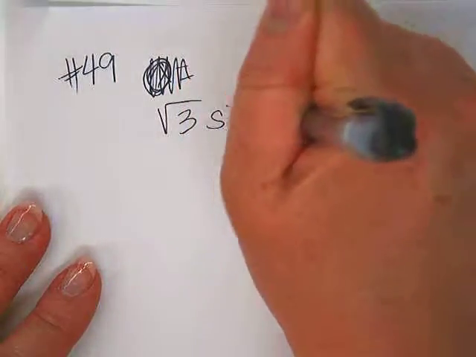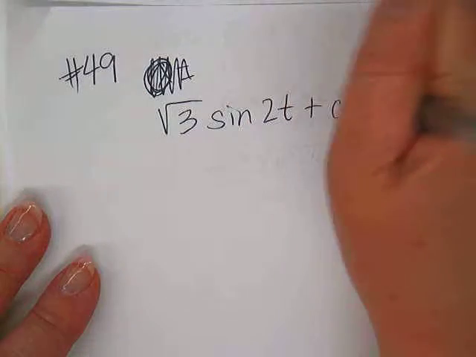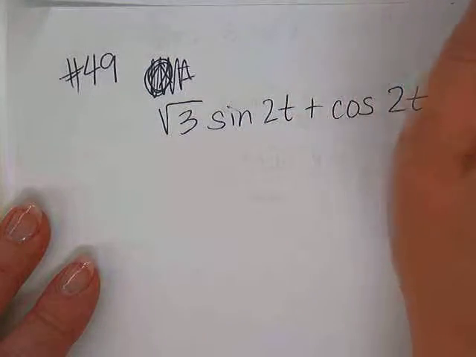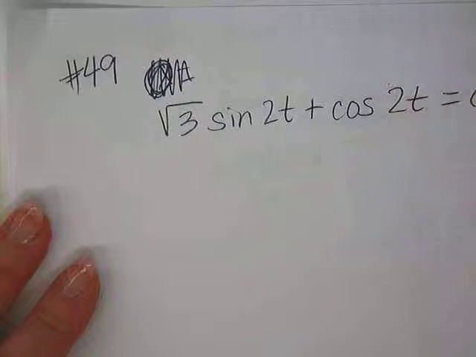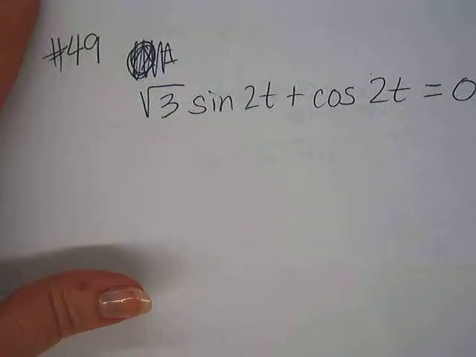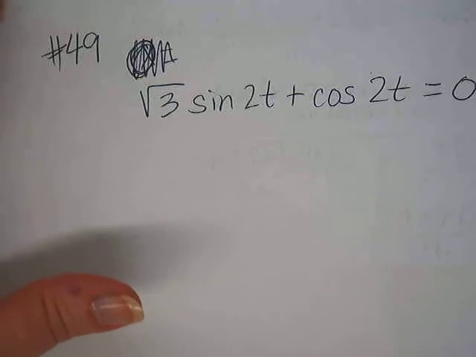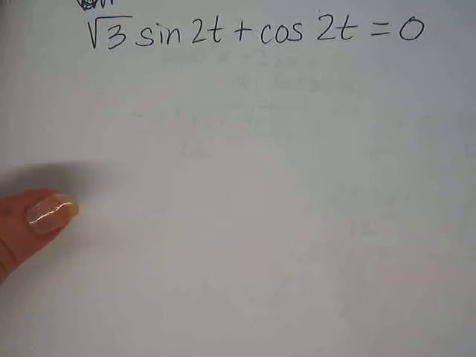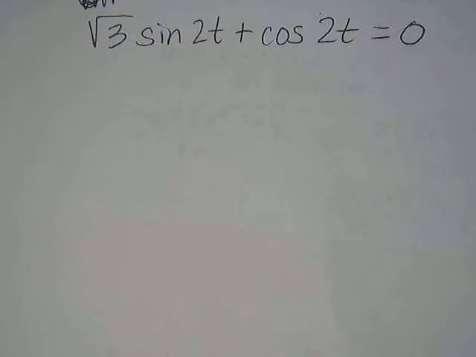So back to number 49, I'm going to rewrite this: square root of 3 sine 2t plus cosine 2t equals 0. I swear we learned something we could use on this last time, didn't we? Something we used on a different problem? This seems familiar.